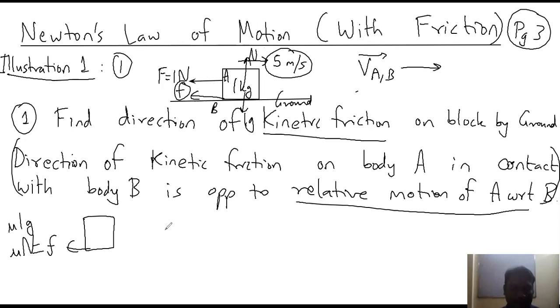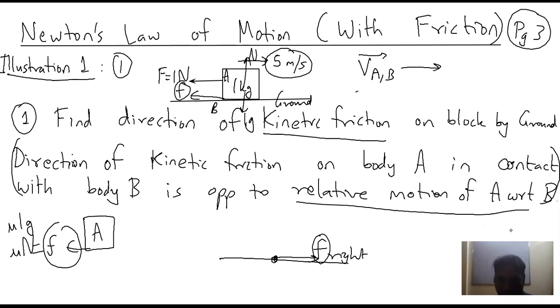In the second part of the question, the direction of kinetic friction on the ground exerted by the block. Of course it will be opposite because of action and reaction. If friction on the body is in left direction, then friction on the ground will be in right direction. That is the concept. After this, let us move on to the next question.